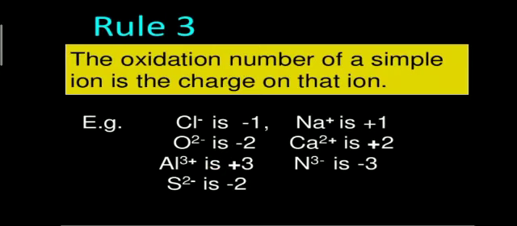Now I am talking about ions. The oxidation number of a simple ion is the charge on that ion. For example, sodium carries positive charge, Na positive and Cl negative. It means that Na positive means plus 1 charge on the sodium atom. Cl negative means minus 1 charge on the chlorine atom. So in case of an ion, the oxidation number will be the charge on that ion.